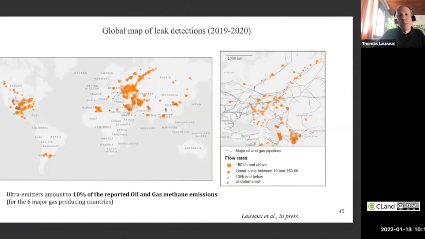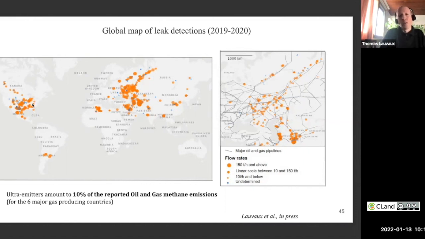This is the map you can make over 2 years. About 1,000 ultra emitters detected. If you zoom in, you can see that they follow the pipelines, they follow the infrastructures. They're mostly located in producing countries, meaning Russia, Turkmenistan, the Middle East in general, Algeria, North America.